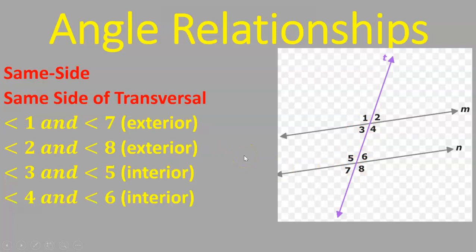Now you can tell with these lines, just looking at it, that 4 of the angles appear to be obtuse and 4 appear to be acute. So it's pretty clear just by looking at this that 3 and 5 are not congruent, nor are 1 and 7. They're actually supplementary, if the lines are parallel.